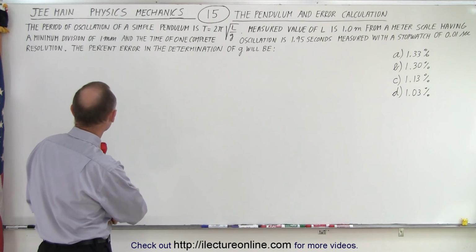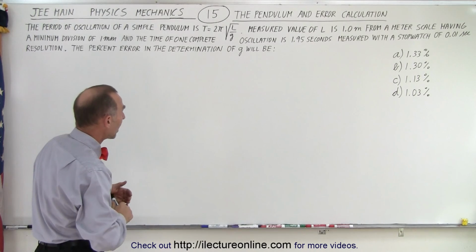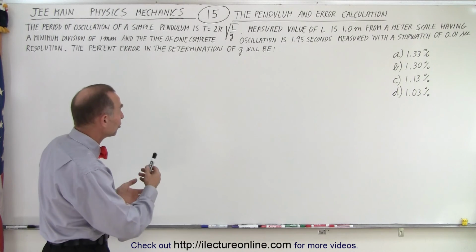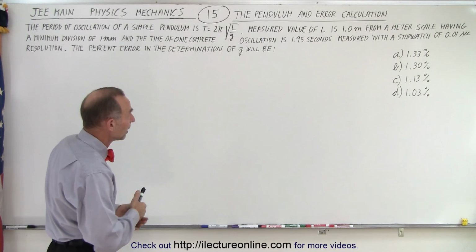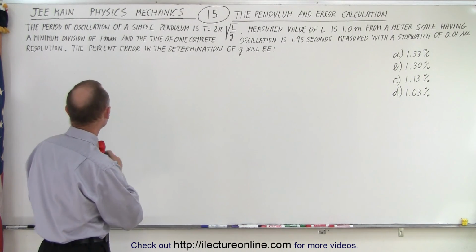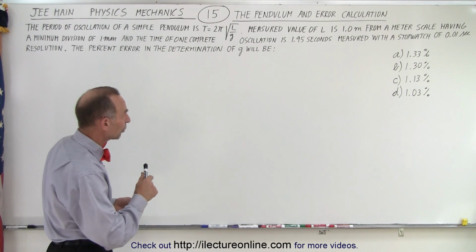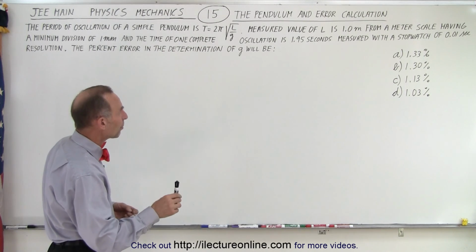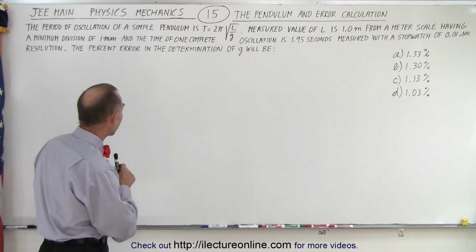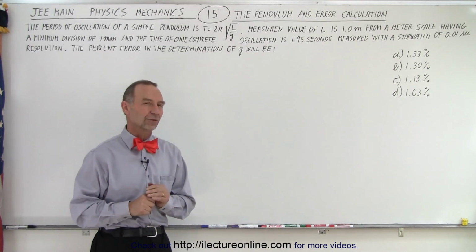It says the period of oscillation of a simple pendulum is given by the equation T equals 2 pi times the square root of L over G, L being the length of the pendulum and G being the acceleration due to gravity. Measured value of L is 1 meter from a meter scale having a minimum division of 1 millimeter, and the time of one complete oscillation is 1.95 seconds, measured with a stopwatch of 0.01 seconds resolution. The percent error in the determination of G will be, and they give us 4 possible answers.